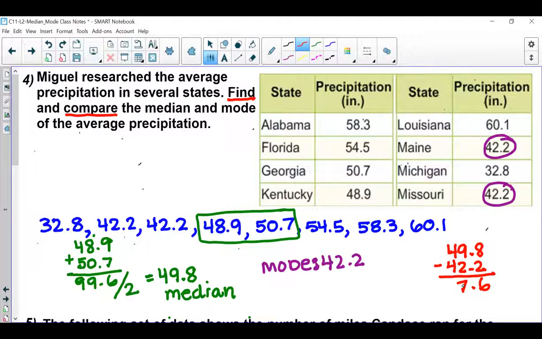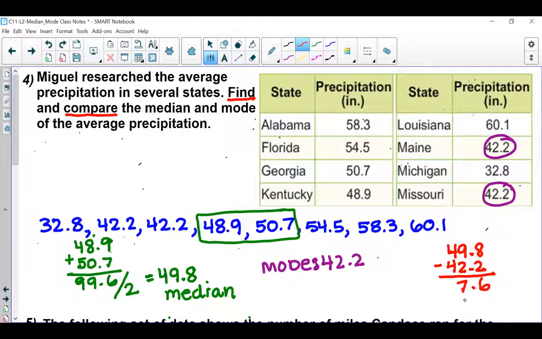So I can either say that the mode is 7.6 inches less than the measure of center, which is the median. Or I could say something like, the measure of center is 7.6 more inches than the mode. You're just comparing the two, like the differences.